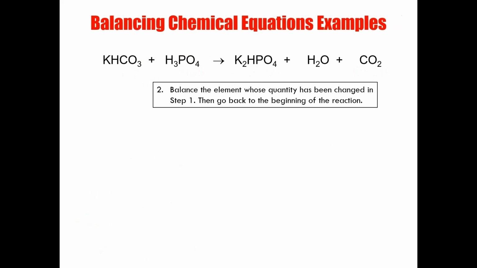Now, rule number 2 states, balance the elements whose quantity has been changed in step 1. And so in fact, because I didn't change anything with my phosphate ions or any of the other elements, I can then move to the beginning of my reaction.